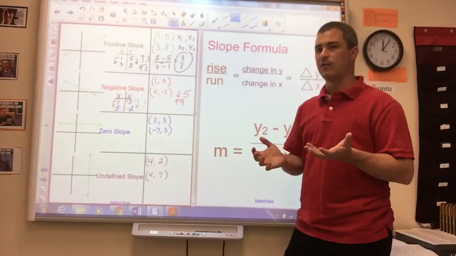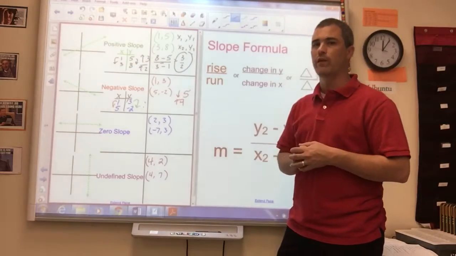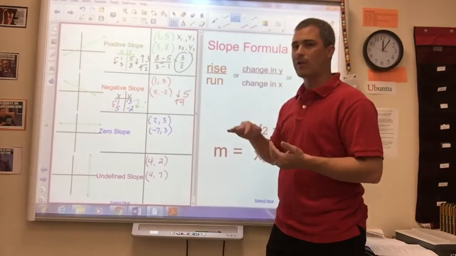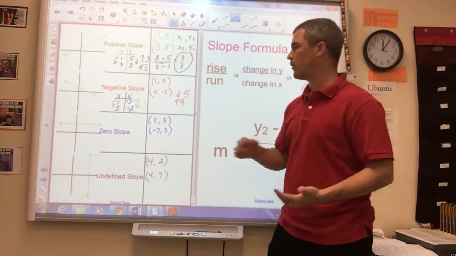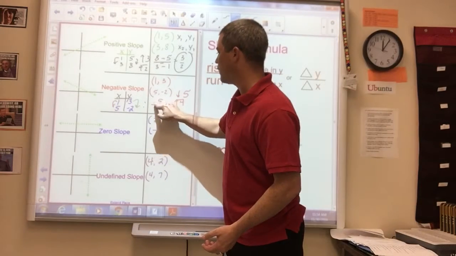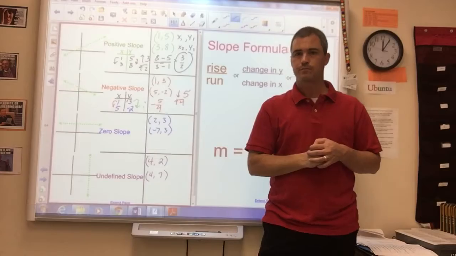And that's how I know it's a negative slope. 5 and 4 are moving in different directions. As one of x or y increases, the other decreases. So my slope would be negative 5 over 4.